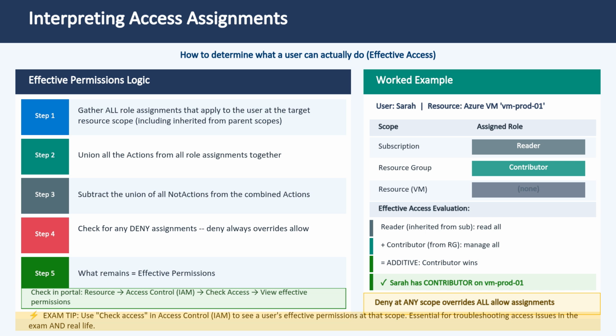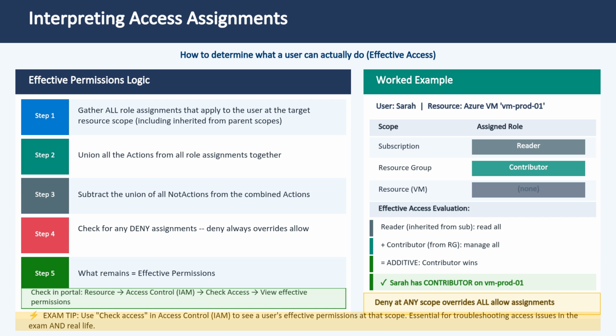Let us consider a worked example. Sarah has reader at subscription level, inherited by everything below, and contributor at resource group level. Now, because RBAC is additive, union of permissions, contributor includes everything reader does, plus management operations. So Sarah's effective access on the VM is contributor. Note, important, there's no higher scope wins rule. More permissive access accumulates. If you have reader at subscription and owner at one resource, you have owner on that resource and reader everywhere else.